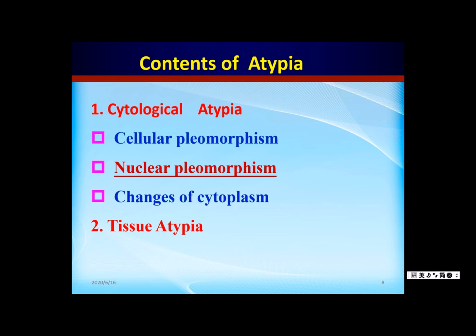Second part, we will learn the contents of atypia. There are two aspects. The first is cytological atypia. The second is tissue atypia. The cytological atypia contains cellular pleomorphism, nuclear pleomorphism, and the change of the cytoplasm. The nuclear pleomorphism is the most important. This is the key feature to determine a malignant tumor.